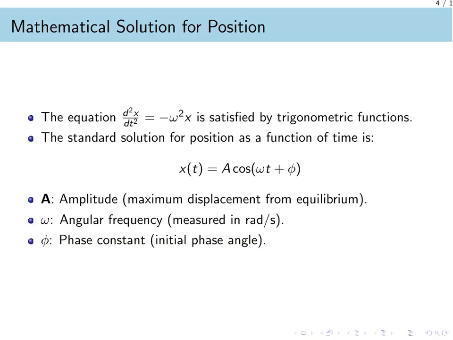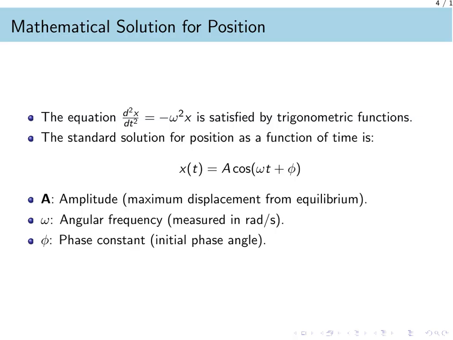To find the position of the particle as a function of time, we look for a mathematical solution to our differential equation. Since the second derivative of the function must be proportional to the negative of the function itself, trigonometric functions are the ideal fit. The standard solution is written as position x of t equals the amplitude A multiplied by the cosine of the quantity angular frequency omega times time t plus the phase constant phi.